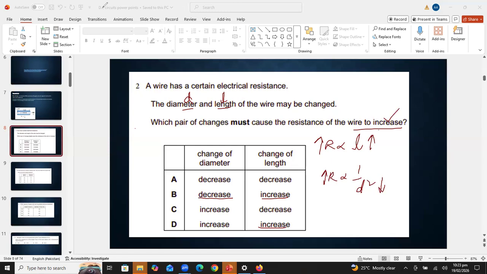Students, did you understand this question? Everyone, Vania, Khatija, Aiza, did you understand these questions?